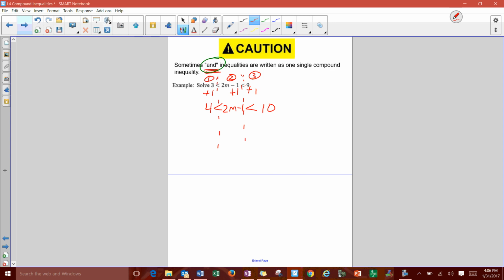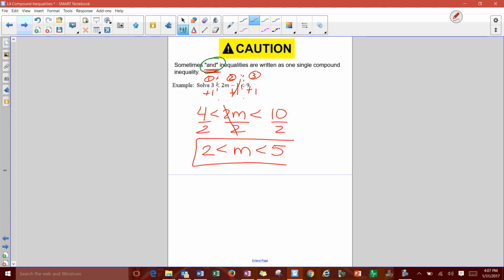Oh, I'm sorry, the 1's cancel. I'm trying to go too fast. So this would be 4 is less than 2n, these cancel, is less than 10, right? And then to get the n by itself, I would divide everything, again, all three sides by 2, because I want to get rid of this 2. I want that to cancel. So 4 divided by 2 is 2, is less than n, is less than 5.